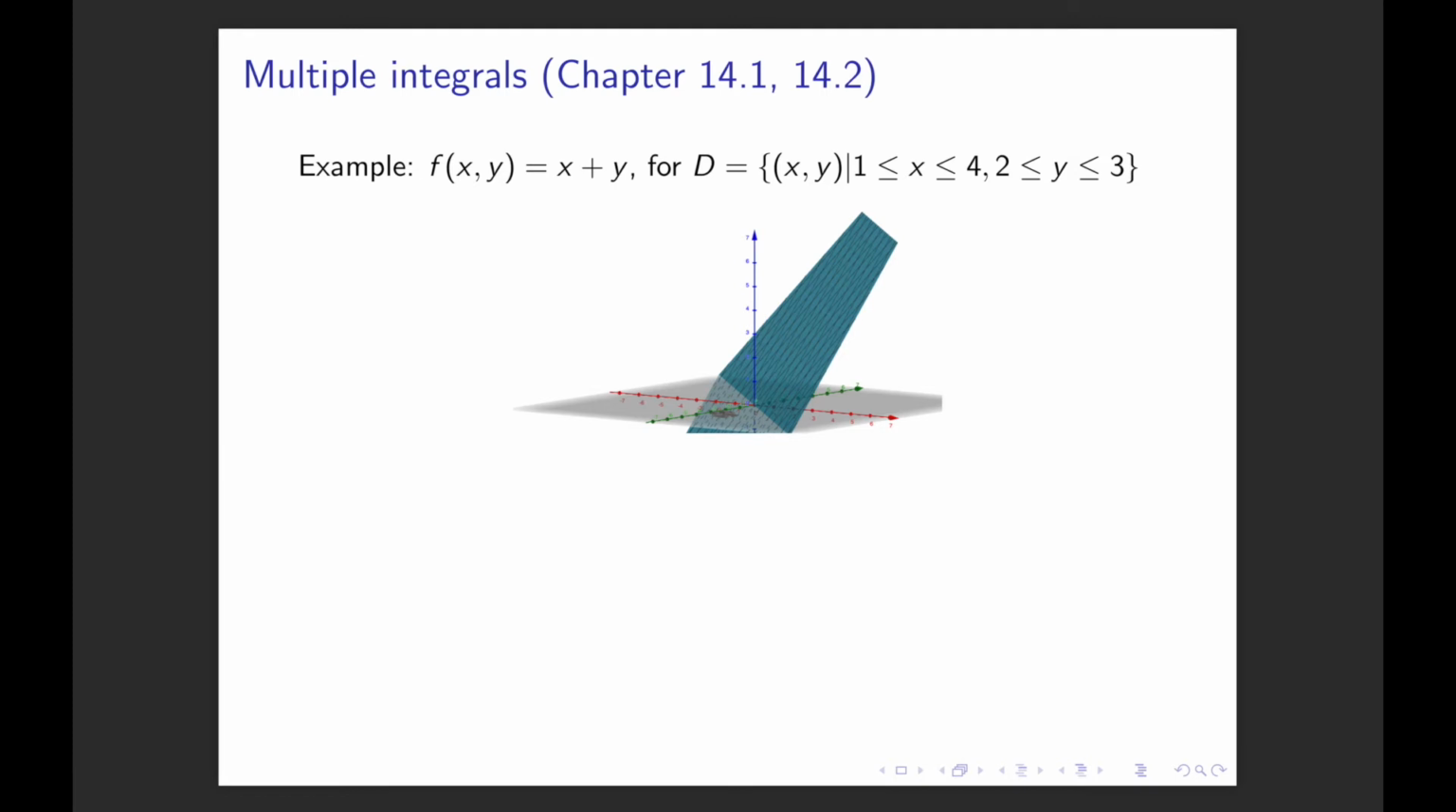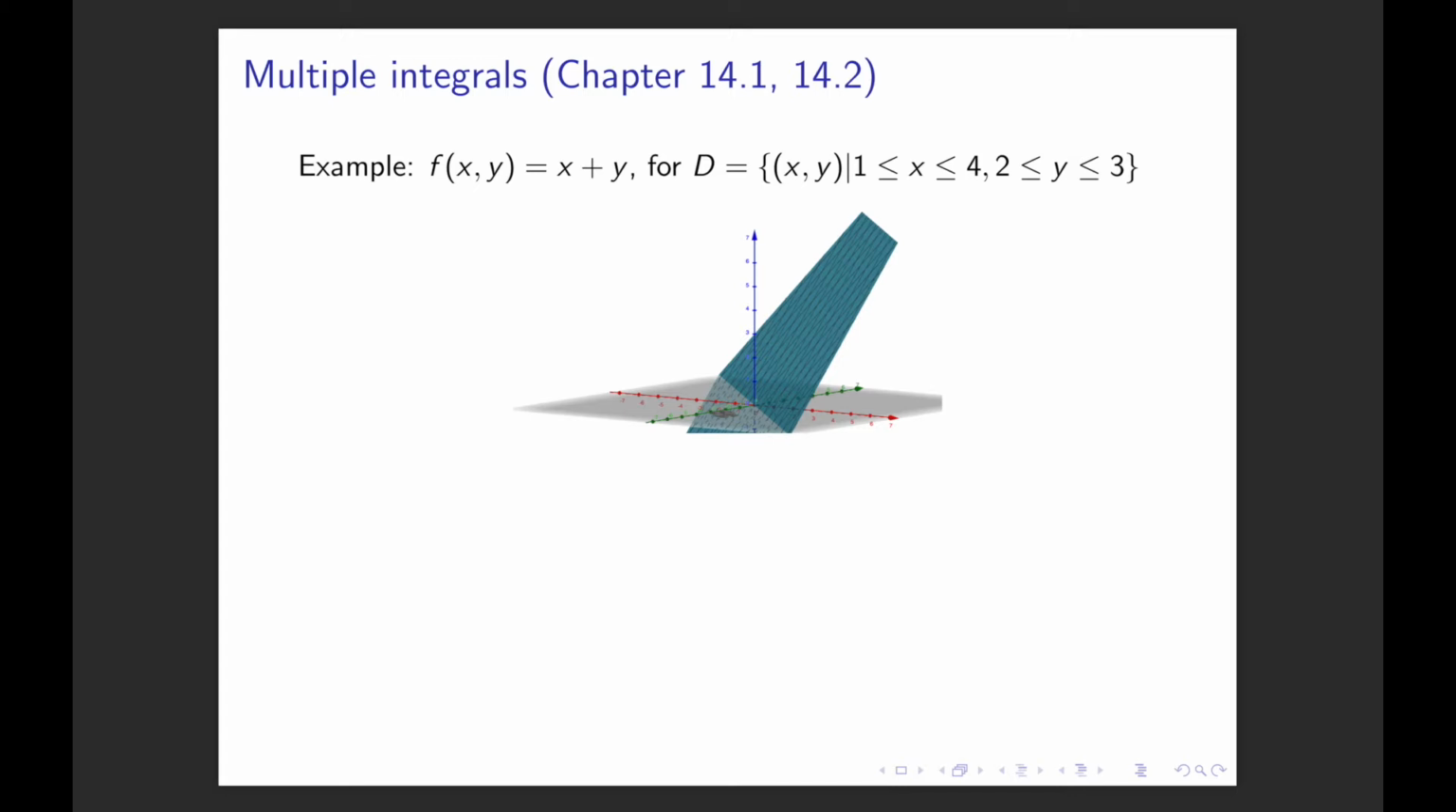Now we have in principle the theory, so let's do an example. I would like to compute the integral of the function x plus y over the rectangular domain where the x values are between 1 and 4 and the y values are between 2 and 3.